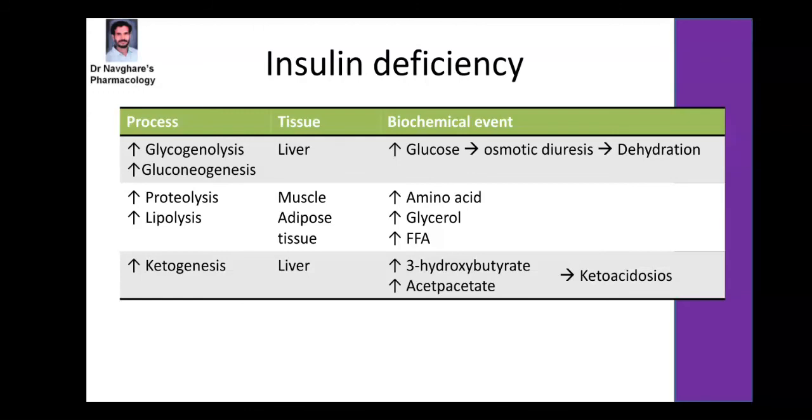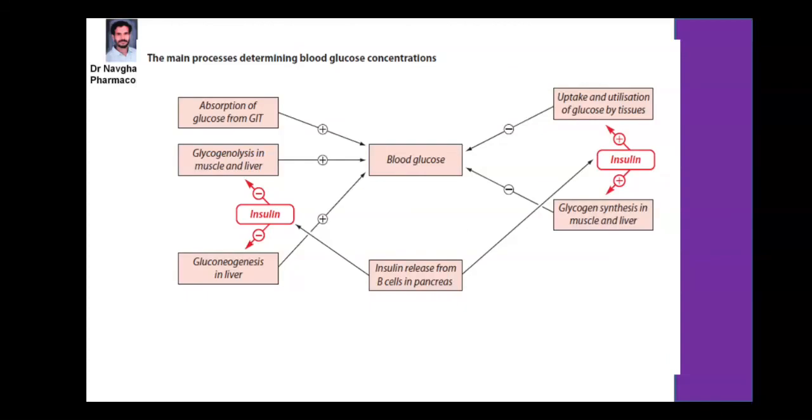Because of insulin deficiency, protein and lipid breakdown takes place in muscle and adipose tissue that causes production of amino acid, glycerol and fatty acids. Because of these molecules, amino acid and glycerol, there is an increase in glycogenolysis and gluconeogenesis, whereas increase in amino acid, glycerol, fatty acid increases the ketogenesis process. So ketoacidosis may develop. So this was the main process determining blood glucose concentration.